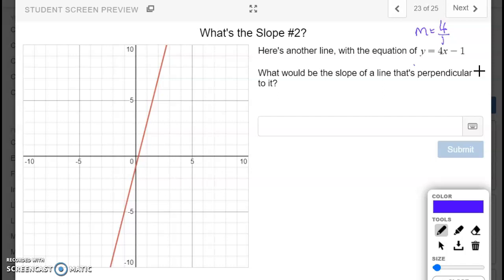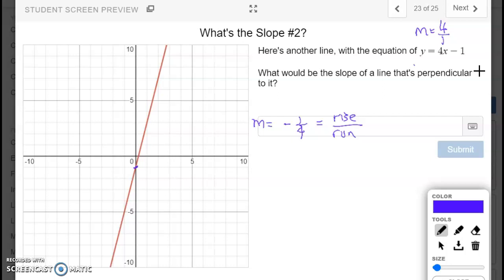So now if I flip this fraction, that becomes 1 over 4. And since this was positive, the new slope is going to be negative 1/4. Okay, so the new slope is negative 1/4, and let me just try that. The top number is the rise, and the slope formula is rise over run.